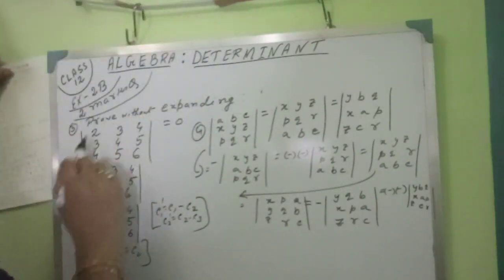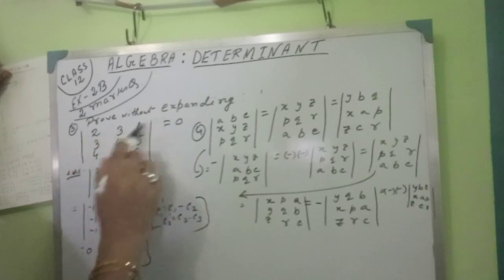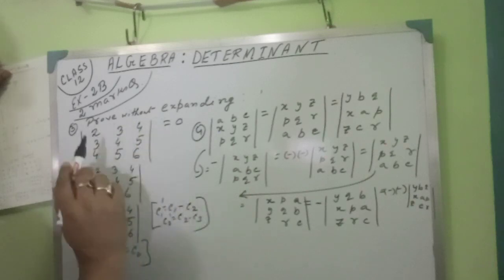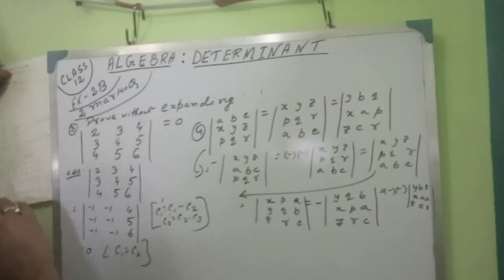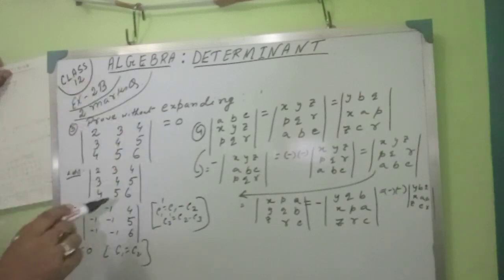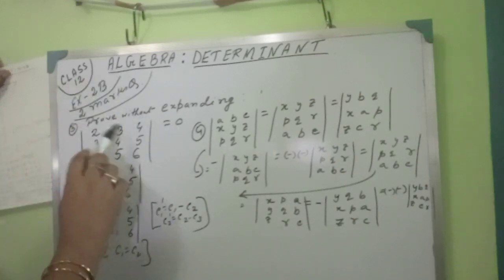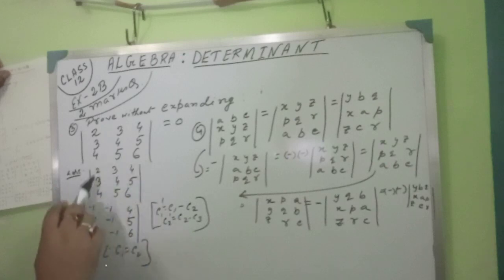Proof without expanding. What's the question? Determinant row wise 2, 3, 4, 3, 4, 5, 4, 5, 6. We have to prove this is equal to 0. Now let's start with the left hand side. Left hand side, what's the determinant? 2, 3, 4, 3, 4, 5, 4, 5, 6. This is the determinant. Now C1, we will first change C1.